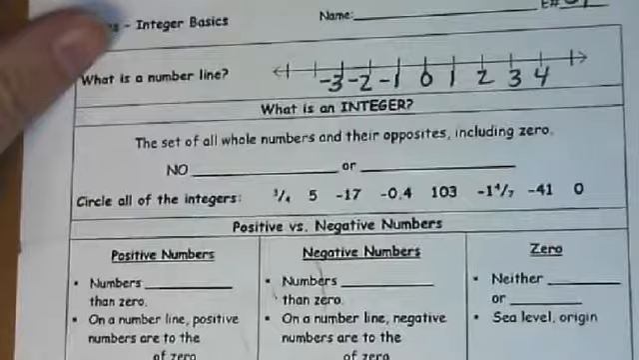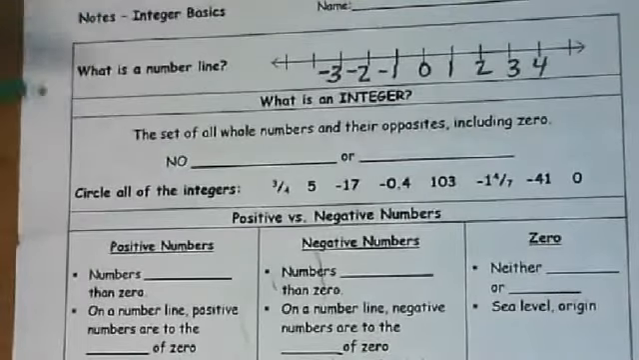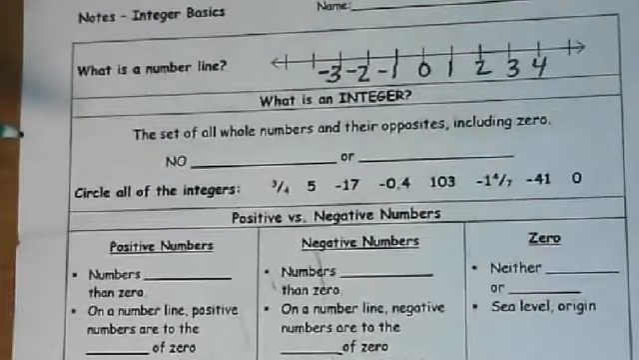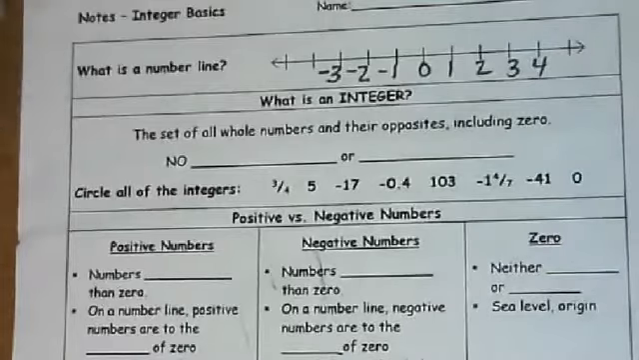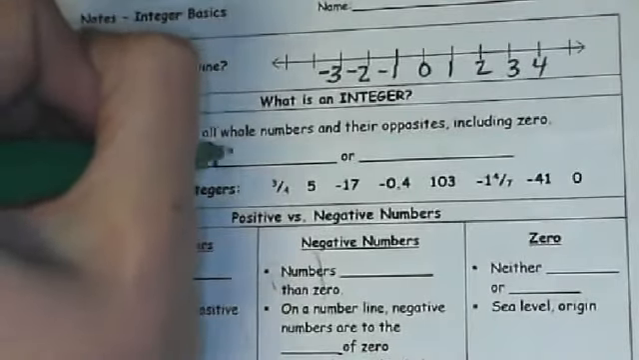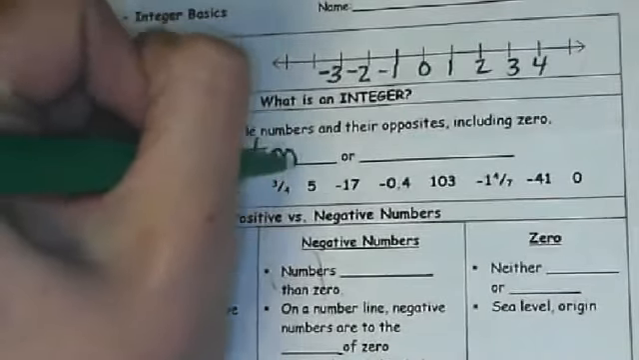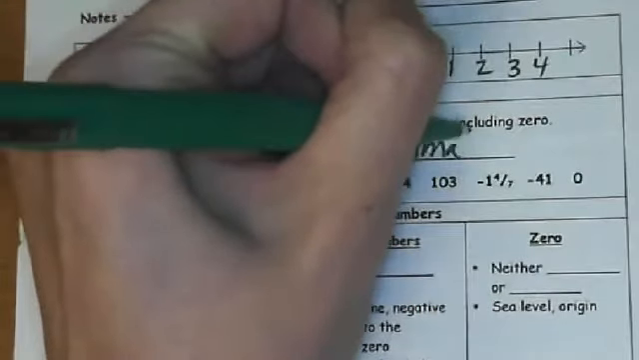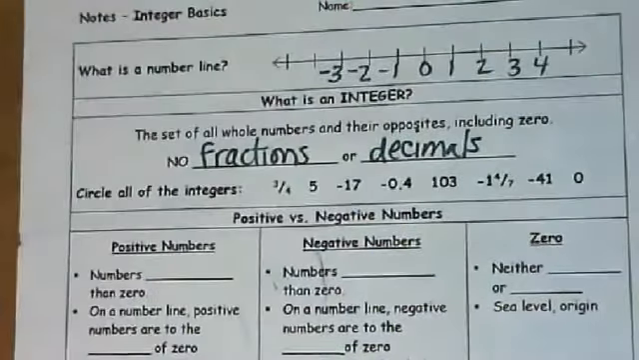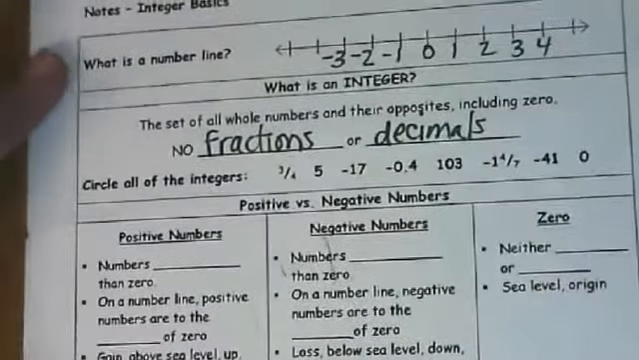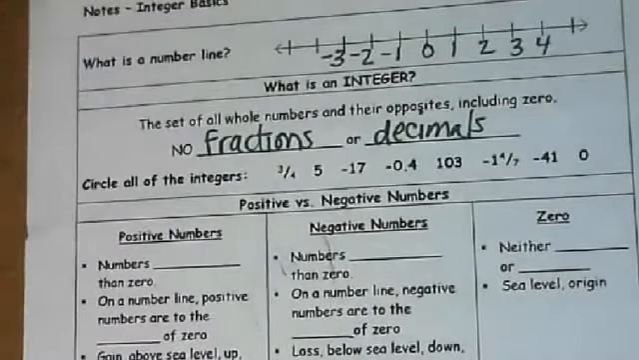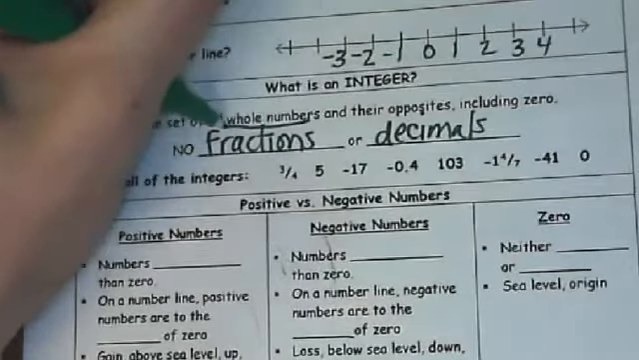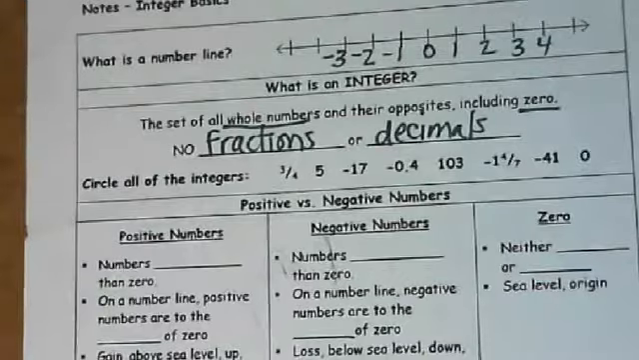What is an integer? An integer is a set of all whole numbers and their opposites, including 0. There are no fractions. Okay? And integers are not decimals. So if a value has a decimal in it or a fraction in it, it is not an integer. So an integer is going to be whole numbers only and their opposites. 0 is also an integer.